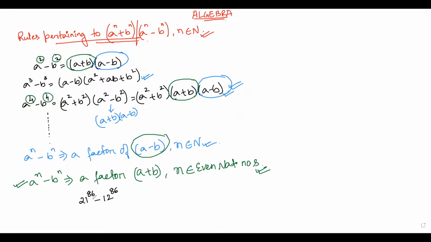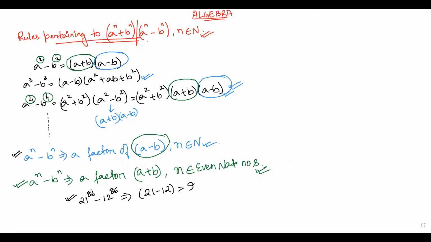For example, if I take this number, 21 raised to power 86 minus 12 raised to power 86. So this number is of the form a raised to power n minus b raised to power n, where n is an even natural number. So this will have a factor of 21 minus 12, that is a factor of 9. So that means this number would be completely divisible by 9.